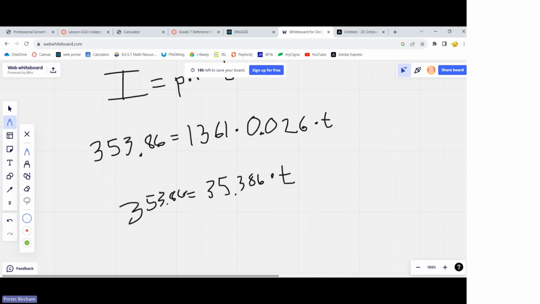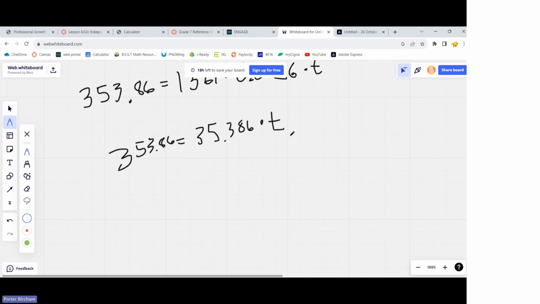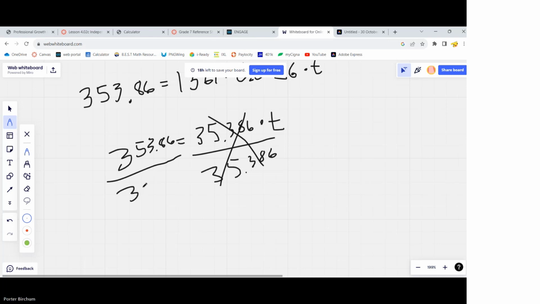Now let's use inverse operations to solve this equation the rest of the way. What is the inverse of times 35.386? Nice. It is divide 35.386. 35.386 divided by 35.386 equals 1, and 1 times t is just t, so these cancel out. But what we do to one side, we do to the other.